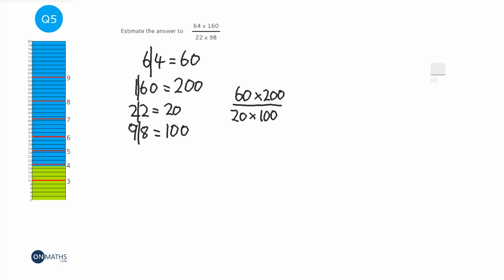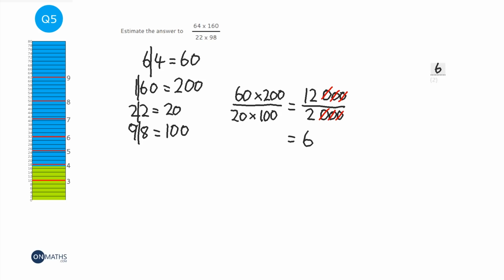Now there's different ways of doing this. I mean, we can multiply them out. So 6 times 2 is 12 with 3 zeros. 2 times 1 is 2 with 3 zeros. And then we can just cross off the zeros. So 1, 2, 3. And then we're left with 12 divided by 2, which is going to be 6. And when I say cross off the zeros, what I'm doing is dividing top and bottom by 10, and then by 10 again, and then by 10 again. So the answer is 6.